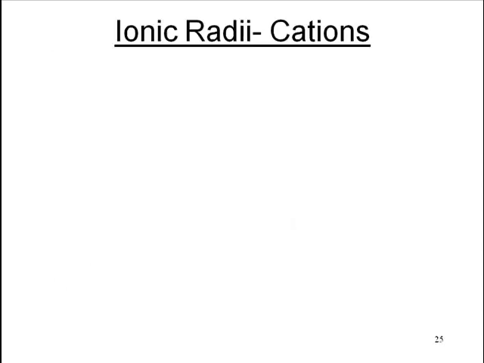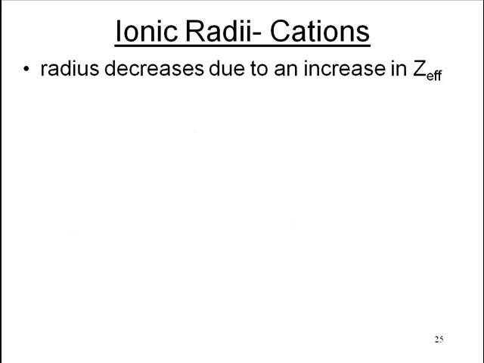So the next thing, cations. A cation is when an element loses an electron or 2 electrons or 3 electrons, or whatever the case may be. The radius decreases due to an increase in ZF. So if it loses an electron, that means it's... No, it usually loses an outermost electron.